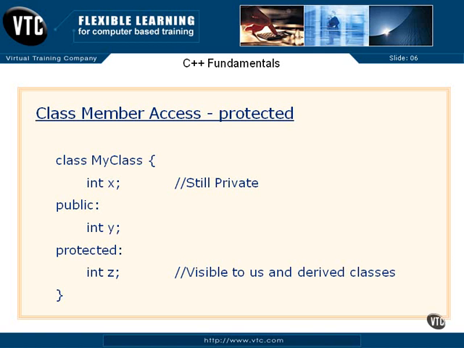And then finally, here's the protected. We have int X is still private, int Y is now public, and we have the protected is Z. Methods within myClass can work with Z, and anything that is derived from myClass can work with Z, but nothing else can get to it. So it's encapsulated along the lines of the family tree.